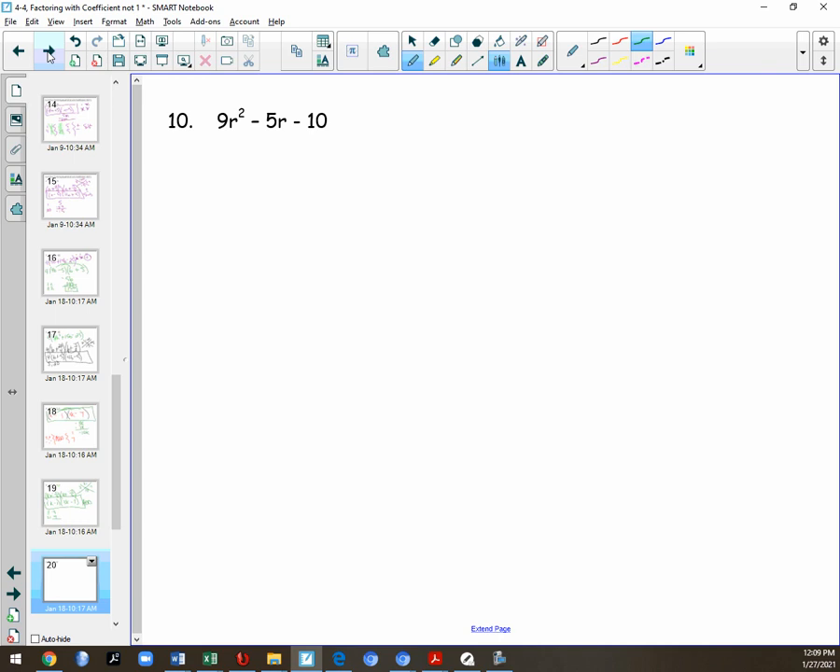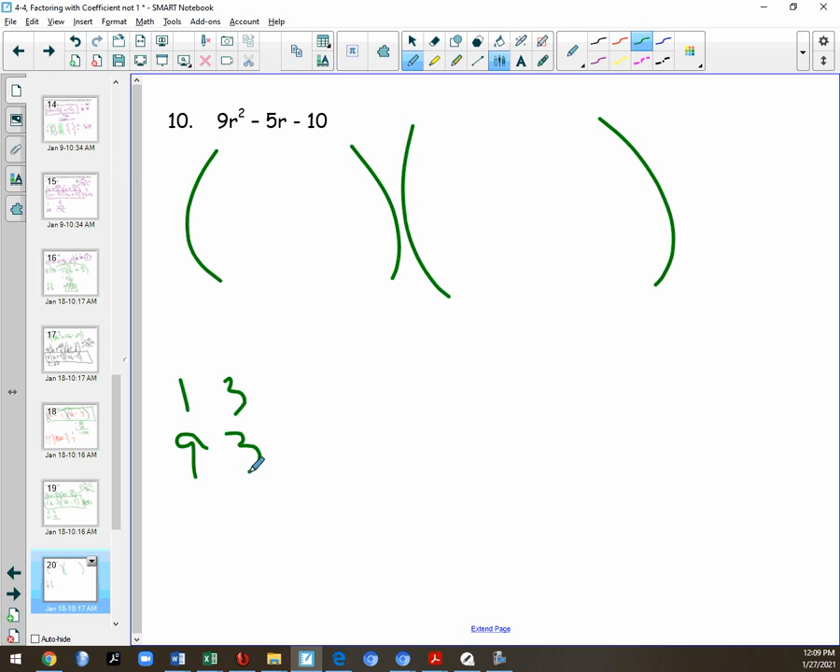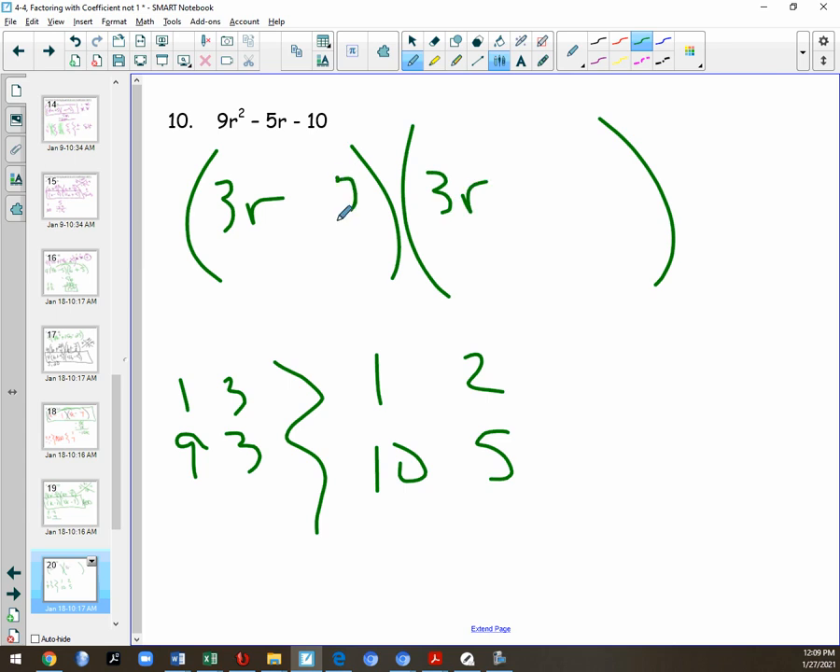Number 10. If we go ahead and do number 10, I'm finding my smallest number up there is a 5. 5 does not go into 9 or 10. Which means I need to go ahead and go into two binomials. Factors of 9 are 1 and 9 or 3 and 3. Factors of 10 are 1 and 10 or 2 and 5. So if I put a 3r and a 3r here with a 2 and a 5 there, I have to have a negative, which means I am subtracting.